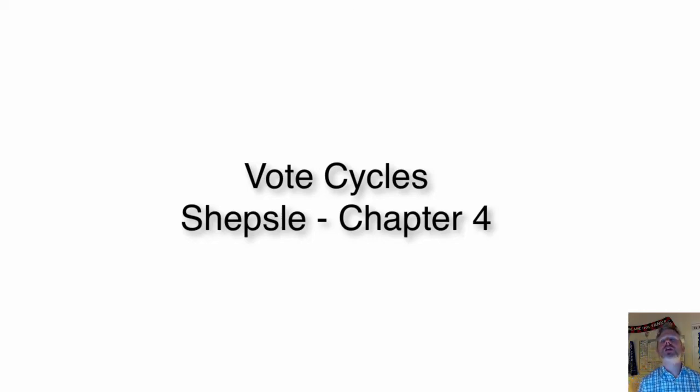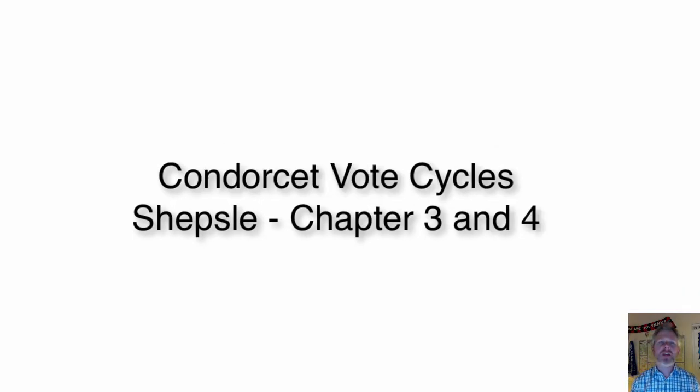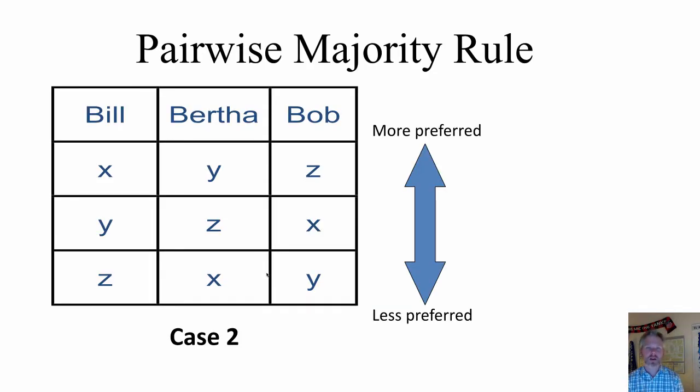All right, everyone, welcome to the screencast covering the material out of chapters 3 and 4 of the Shepsley book. We saw at the end of the last screencast that we got a majority that preferred Y to anything else. Y beat everything else. Y could not be defeated with pairwise majority rule, but it was a little weird because we had two different majorities. Well, hold on, things are just going to get a little weirder here.